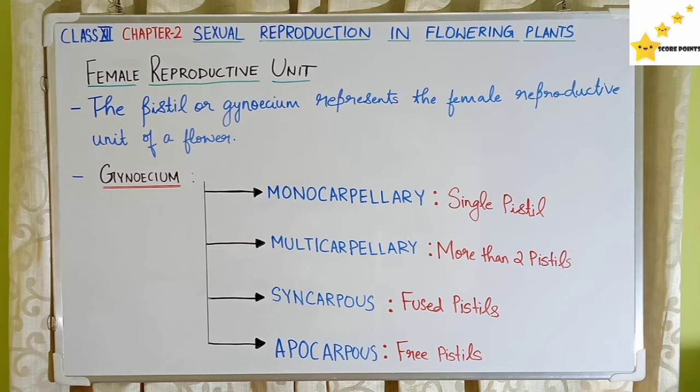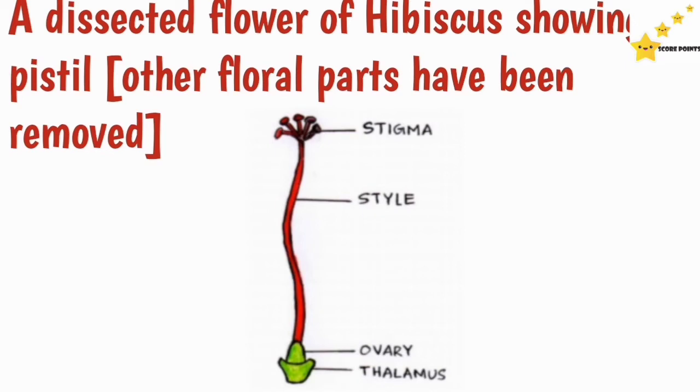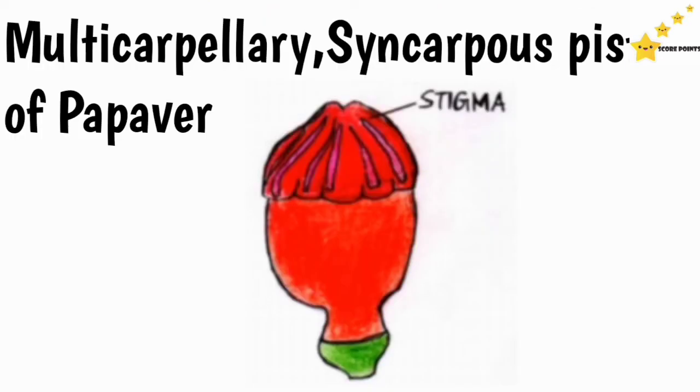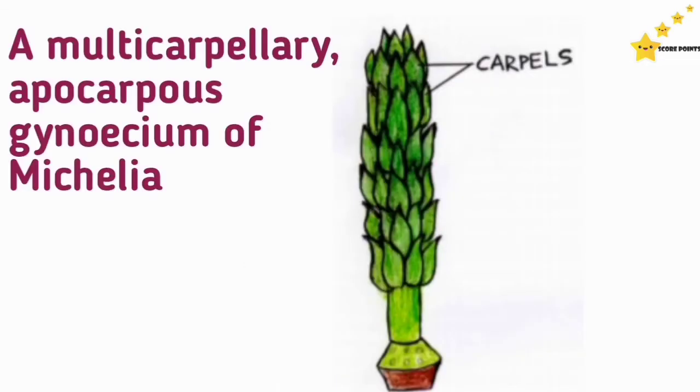Multicarpellary is the gynecium which has more than two pistils. Syncarpous is the gynecium which has fused pistils. And apocarpous, the gynecium which has free pistils. Now we can see the diagram of a pistil. This is a pistil of a hibiscus. Multicarpellary syncarpous pistil of papaver. And now you can see the multicarpellary apocarpous gynecium of michelia.